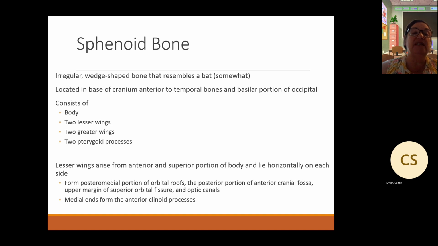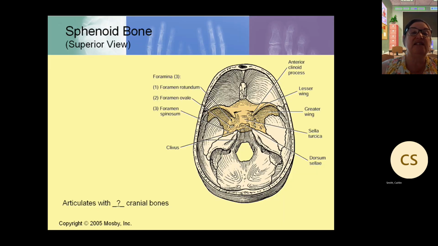and two pterygoid processes. The lesser wings arise from the anterior and superior portion of the body and lie horizontally on each side. It forms the posterior medial portion of the orbital roofs, the posterior portion of the anterior cranial fossa, the upper margin of the superior orbital fissure, and the optic canal. The medial end forms the anterior clinoid process.